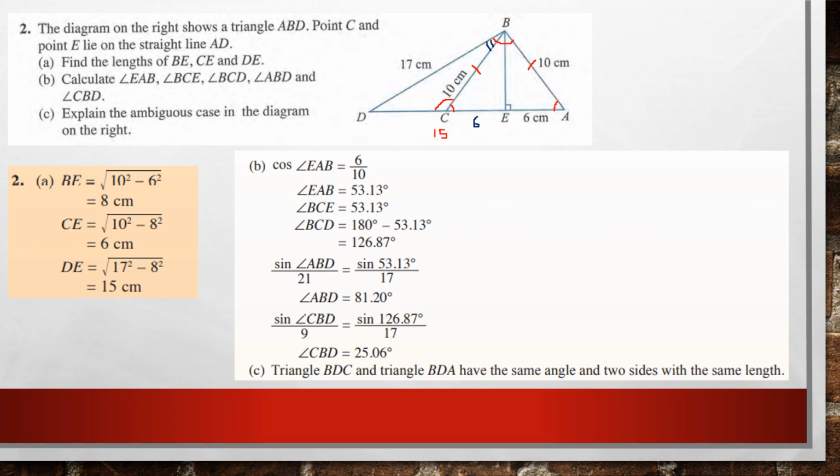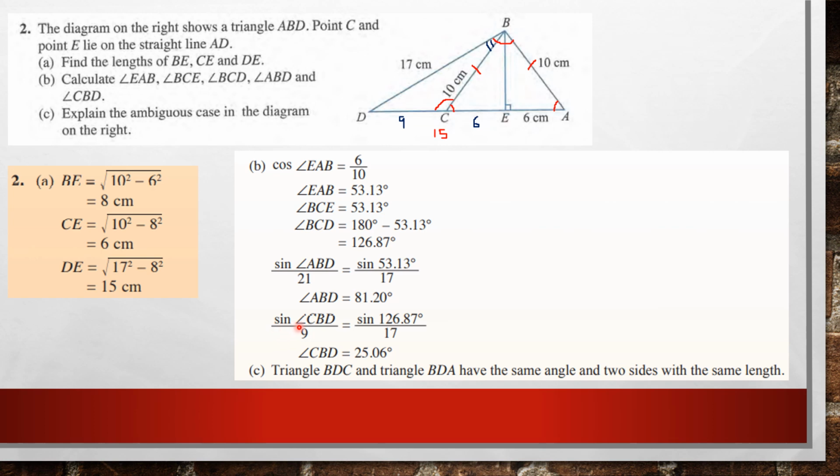So 15 minus 6, you get CD equals 9. So the opposite length is 9, CD. And you know that this angle is now angle BCD. BCD here is 126.87 and the opposite length is 17. So we use this pair.